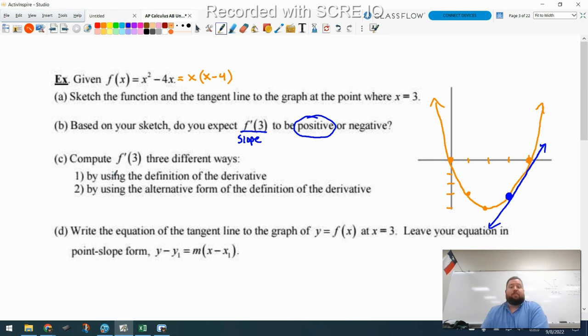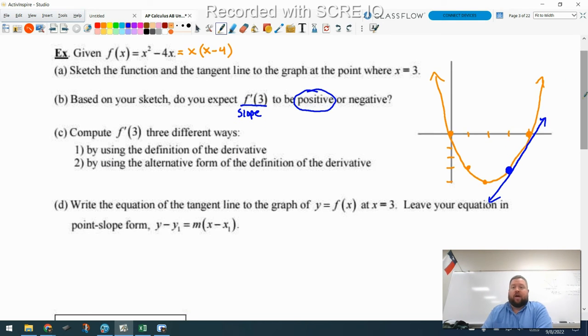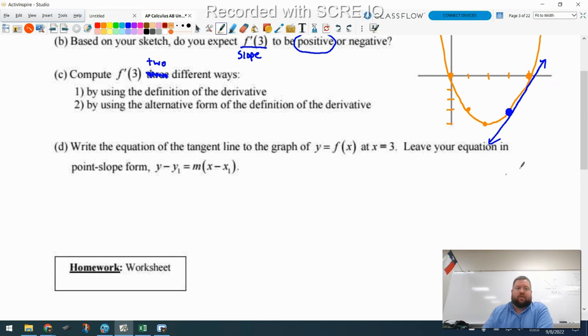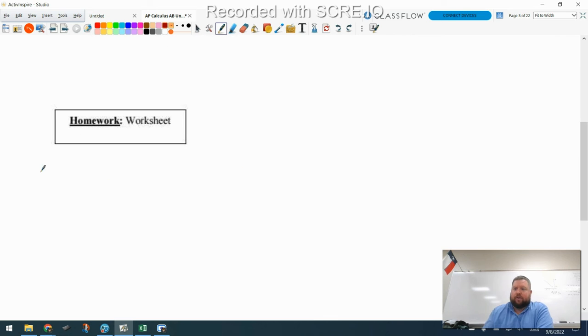All right, now we're going to compute f prime of 3. It says 3 different ways. You only see 2 here. It used to be 3, but I changed it. So that should be 2 different ways. All right, so we're going to use the definition of derivative. So this is the original definition of derivative. I'm going to come down here. This is part C. And this is problem number 1 from part C.